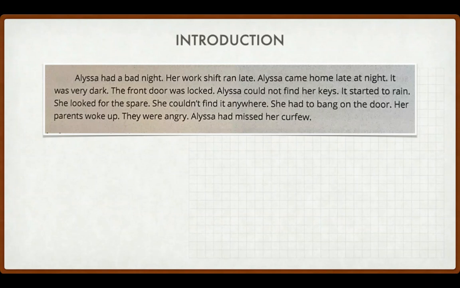Alyssa had a bad night. Her work shift ran late. Alyssa came home late at night. It was very dark. The front door was locked. Alyssa could not find her keys. It started to rain. She looked for the spare. She couldn't find it anywhere. She had to bang on the door. Her parents woke up. They were angry. Alyssa had missed her curfew.